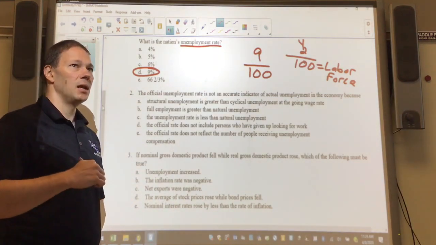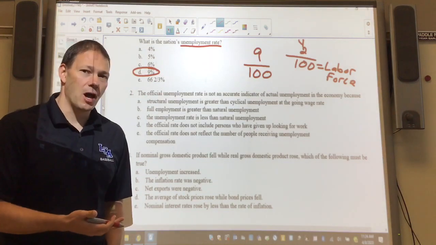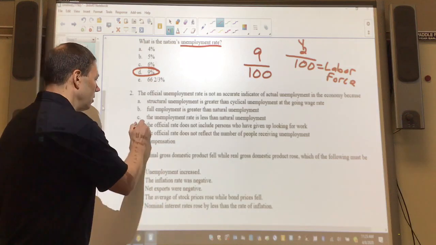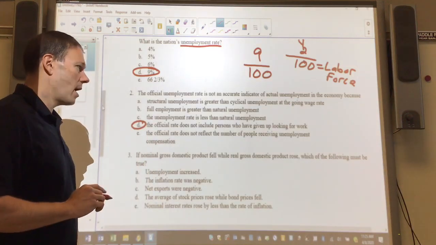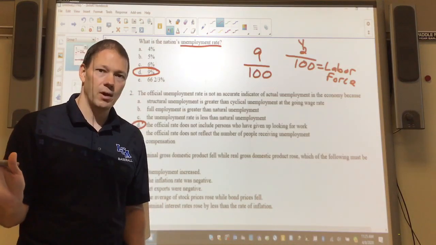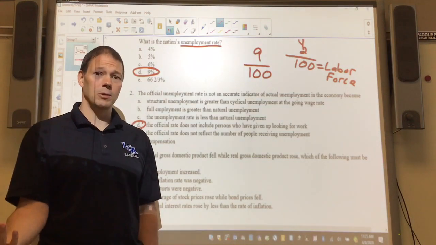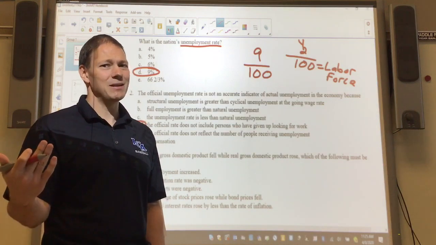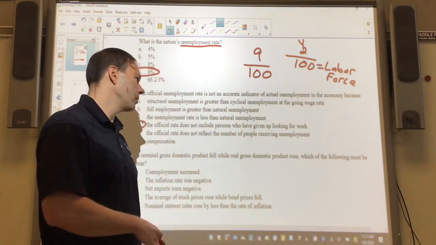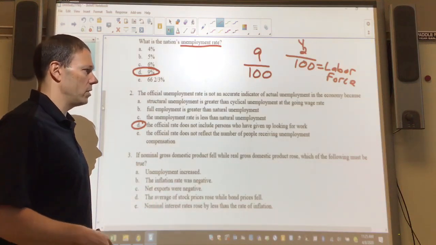These are people that would really like a job, but they have completely given up looking for work. So the best answer here is D. It does not include those people that are so discouraged they've just given up. But if the offer came along, they would gladly take a job. So technically they want a job, but they're really not actively looking, so they fall out of the labor force, and therefore they're not unemployed anymore.